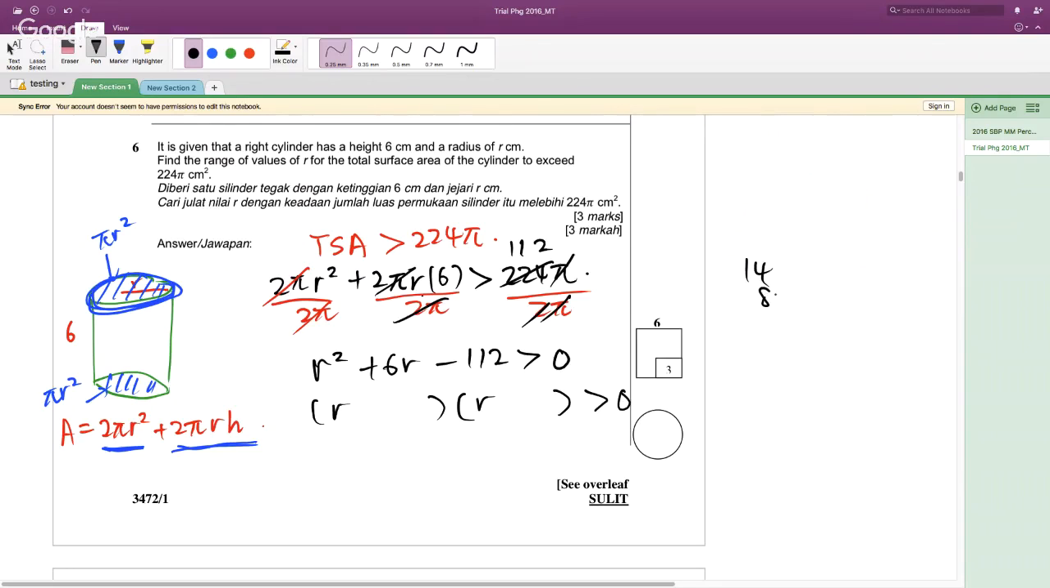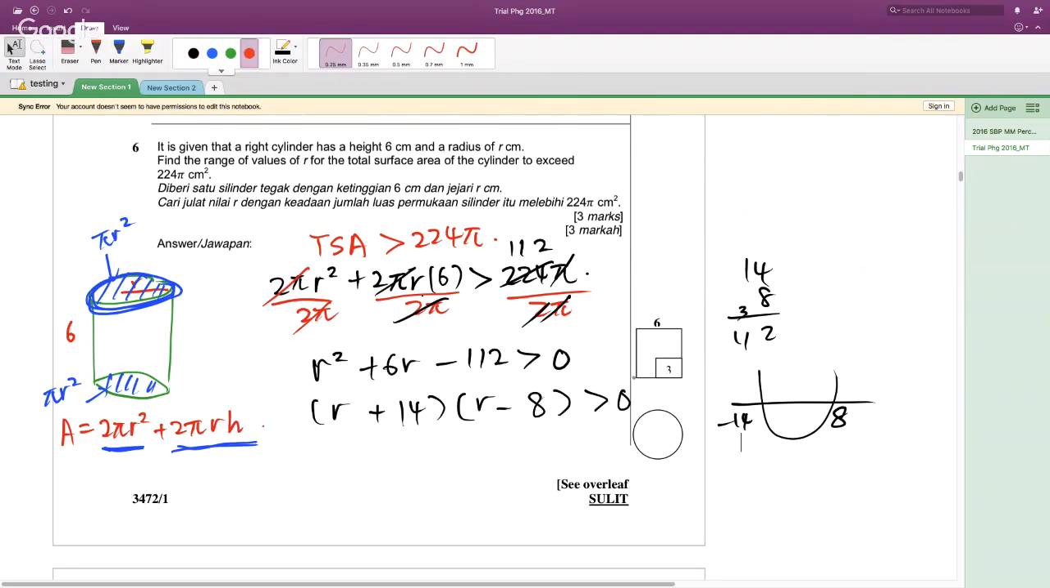Let me see, 14 multiply 8. 8, 14, 32. Yeah, 112. Okay, so I will use 14 and 8. So in order to get positive, I will get positive, negative. Therefore, because this is an inequality, I will write the 8 here and negative 14 here.